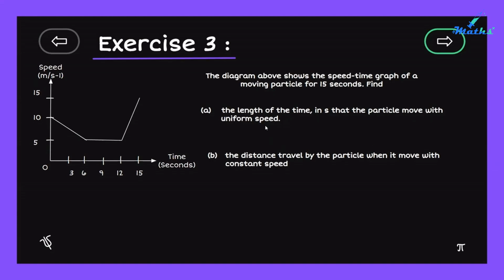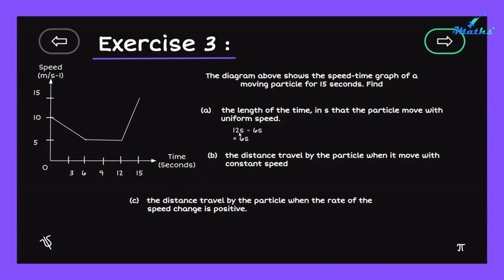Uniform speed means constant speed. So this is 0, and constant speed is 5 here. And in finding the length of time, we need to find from 6 until 12. What is the time? It's 12 minus 6, that's 12 seconds minus 6 seconds equals 6 seconds.